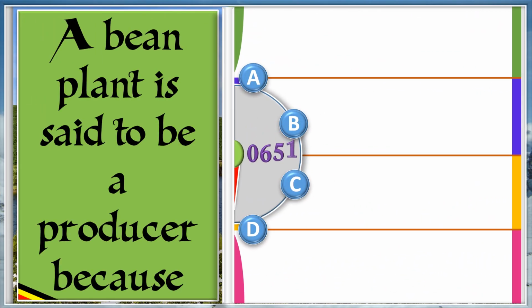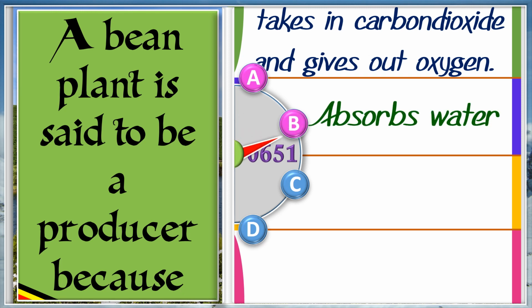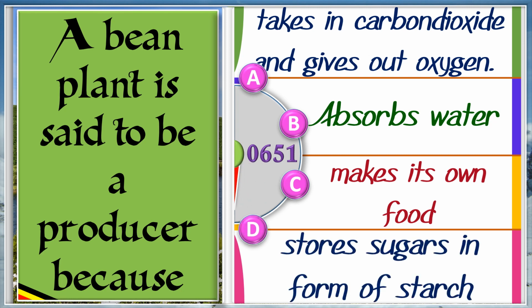A bean plant is said to be a producer because A. It takes in carbon dioxide and gives out oxygen. B. Absorbs water. C. Makes its own food. D. Stores sugar in form of starch. And the answer is C. Makes its own food.